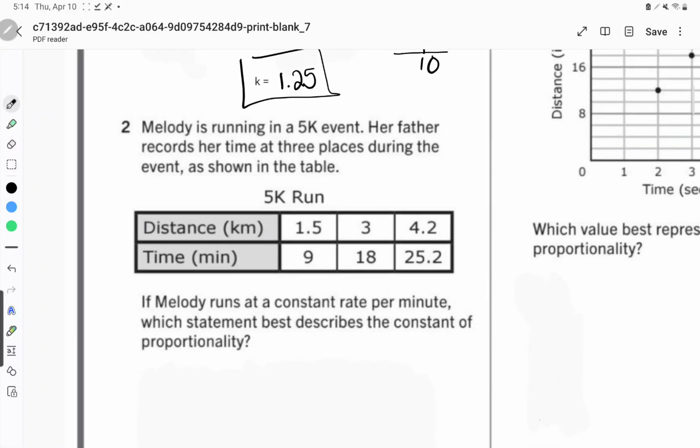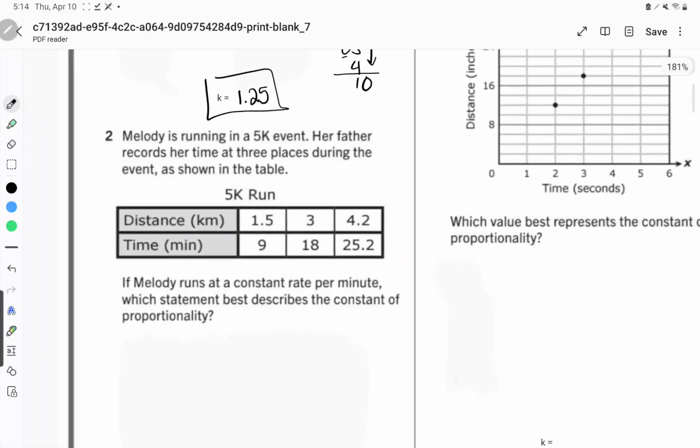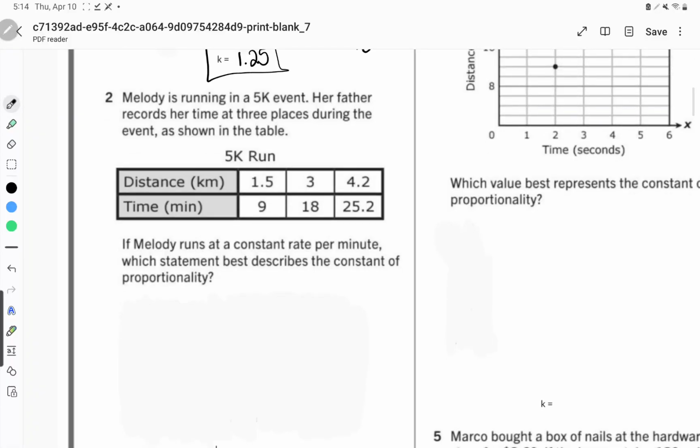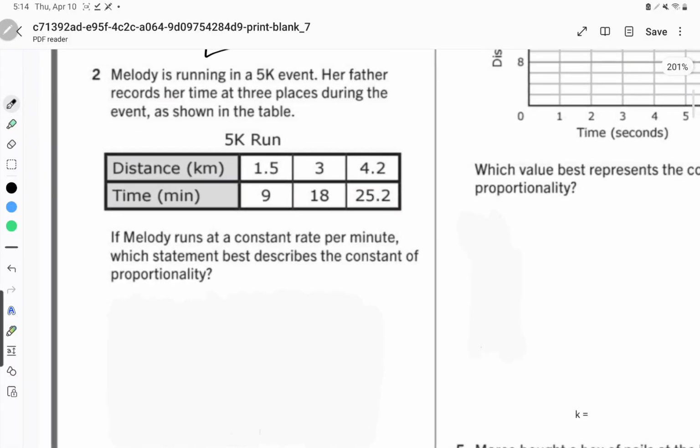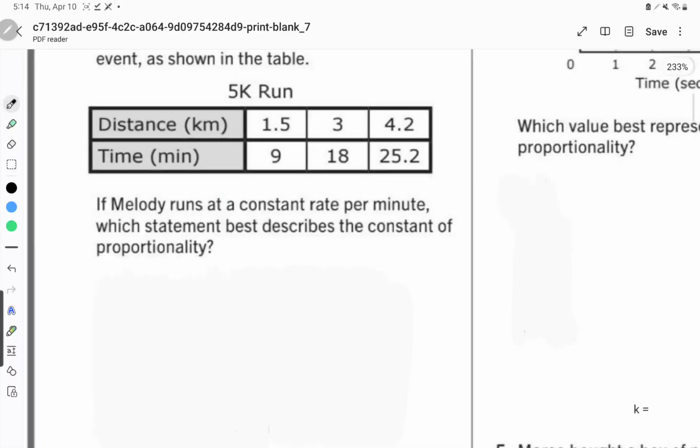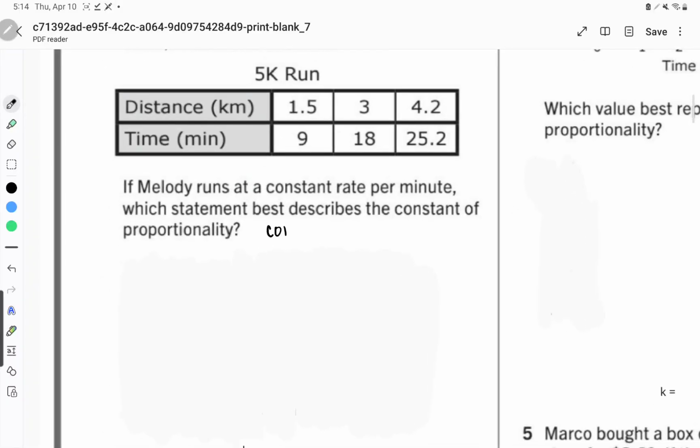Melody is running in a 5K event. Her father records the time at 3 places. If Melody runs at a constant rate per minute, which statement best describes the constant of proportionality? Well, for one thing, constant of proportionality means divide. But for another thing, I see a table. When I see a table, what do I do? I draw arrows.